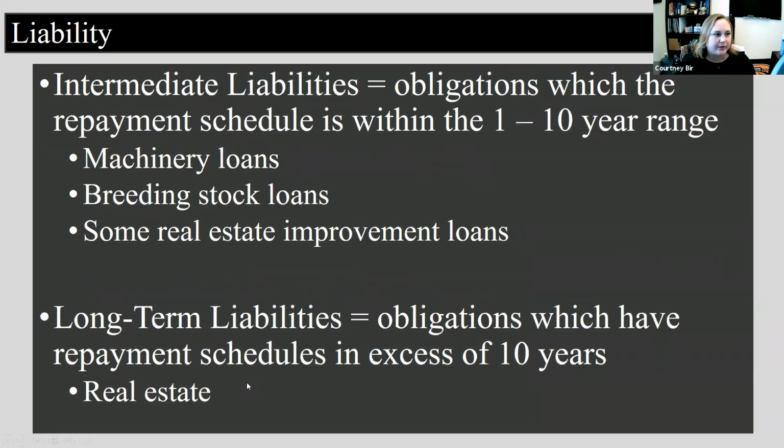So intermediate liabilities are obligations where the repayment schedule is within 1 to 10 years. So that's your machinery loans, your breeding stock loans, some real estate improvement loans if they're short enough. And then your long-term liabilities are obligations which have repayment schedules in excess of 10 years. So this is most commonly real estate. So your land and things like that.